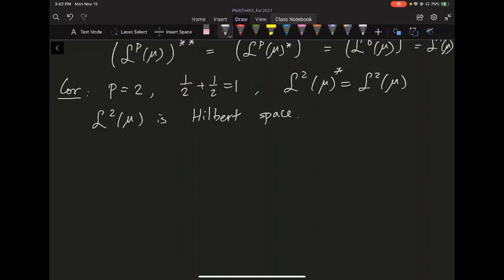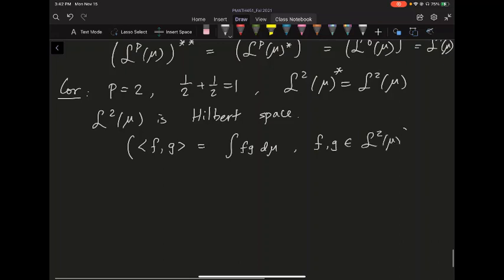Hilbert space basically means I have an inner product. So for f and g inside L^2(μ), the inner product is just equal to the integral of fg dμ. That puts an inner product structure on this space, and it's a complete inner product space. That's what we call a Hilbert space. And the dual space of this L^2 space is always itself. Okay, so it's self-dual.